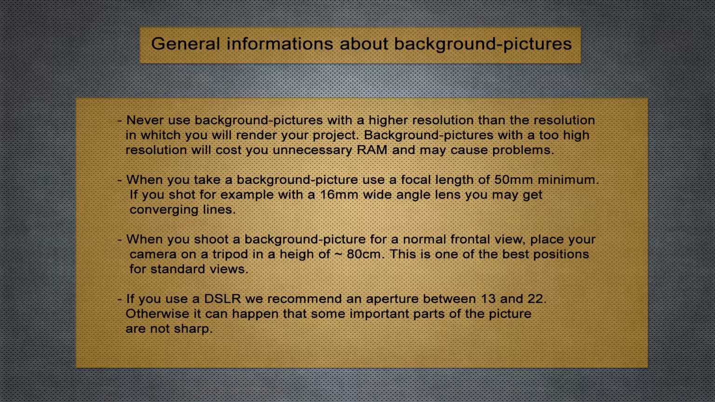If you shoot, for example, with a 16 mm wide-angle lens, you may get converging lines. When you shoot a background picture for a normal frontal view, place your camera on a tripod at a height of 80 centimeters. This is one of the best positions for standard views. If you use a DSLR camera, we recommend an aperture between 13 and 22. Otherwise, it can happen that some important parts of the picture are not sharp.